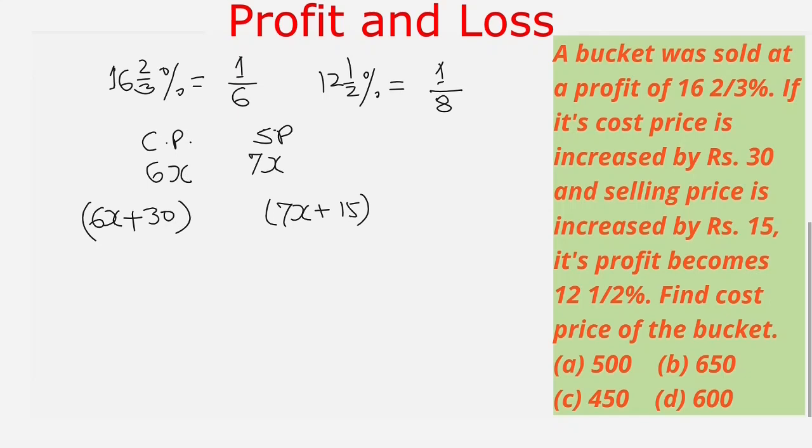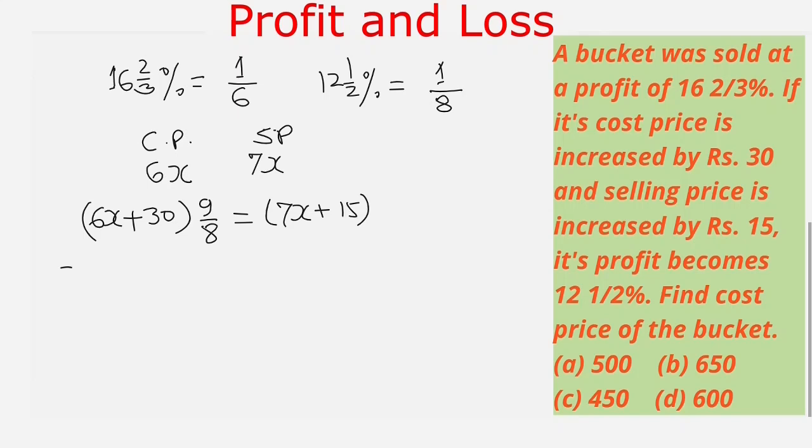So if the CP is 8, then the selling price is 8 plus 1, which is 9. So we multiply it by 9 upon 8. If the cost price is multiplied by 9 upon 8, then we get the selling price. So we equate it like this: (6x plus 30) multiplied by 9 upon 8 equal to 7x plus 15.